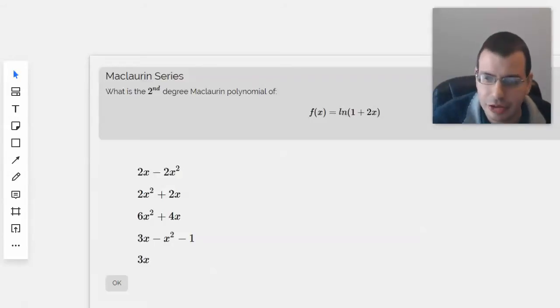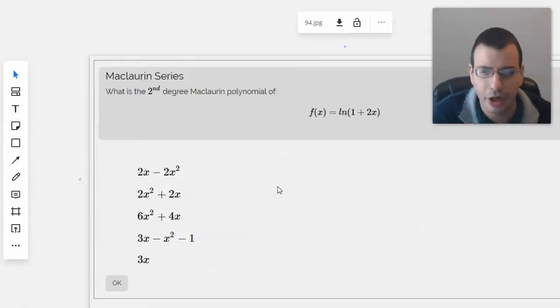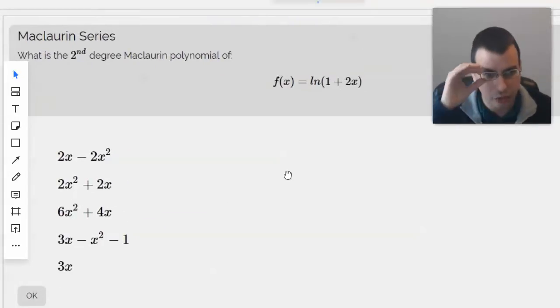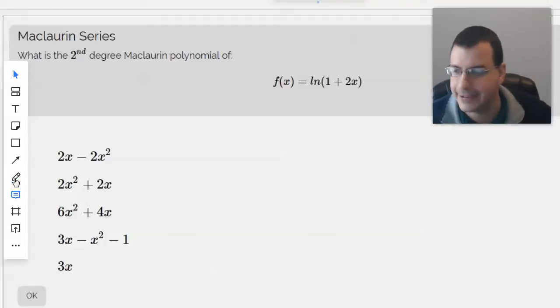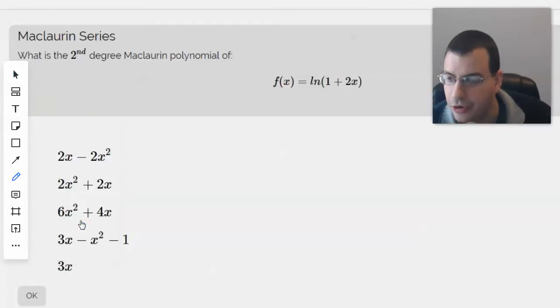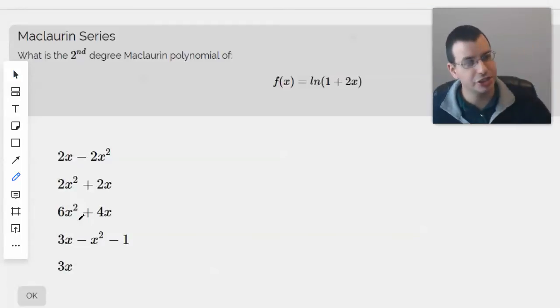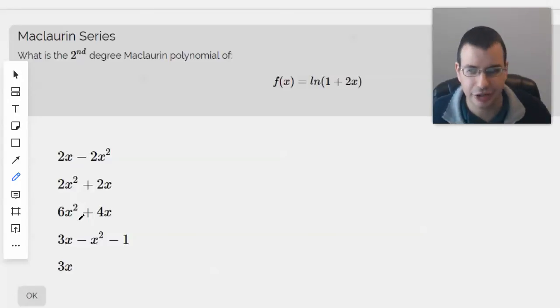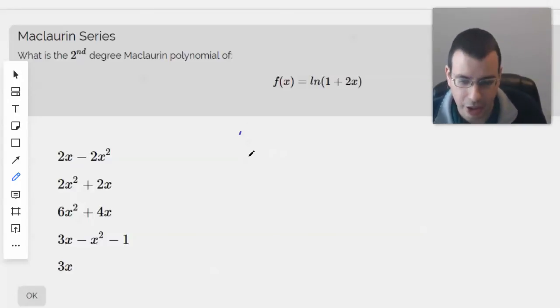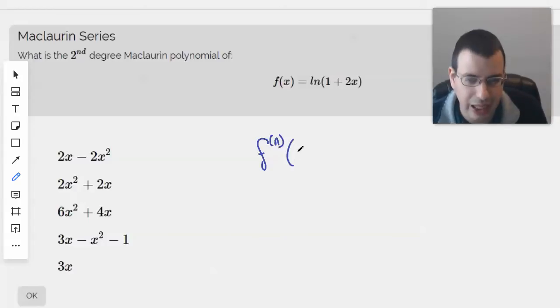What is the second degree Maclaurin polynomial of f of x equals natural log of 1 plus 2x? Okay, so first thing you think of, Maclaurin series is just a Taylor series. And a Taylor series is a formula of something sort of like this.